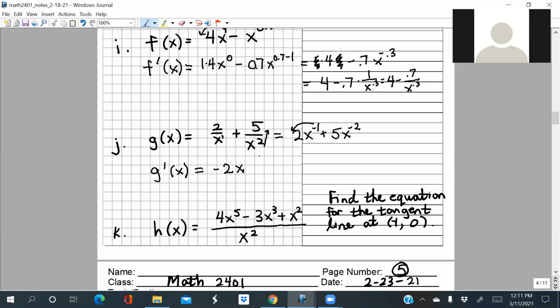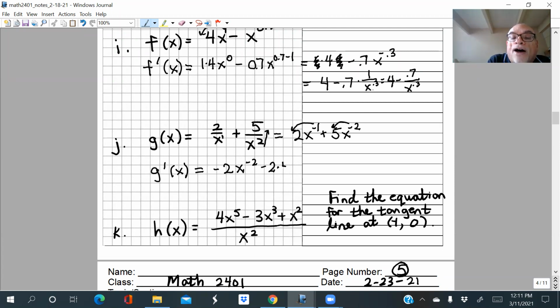Minus 2? Minus 2, right. Subtract 1 from minus 1. Minus 1 is minus 2. Remember, you're always subtracting 1, but be careful about doing it with negative numbers, right? And then same thing here, bring the minus 2 down. So you have minus 2 times 5, and then x to the minus 2 minus 1 is minus 3.